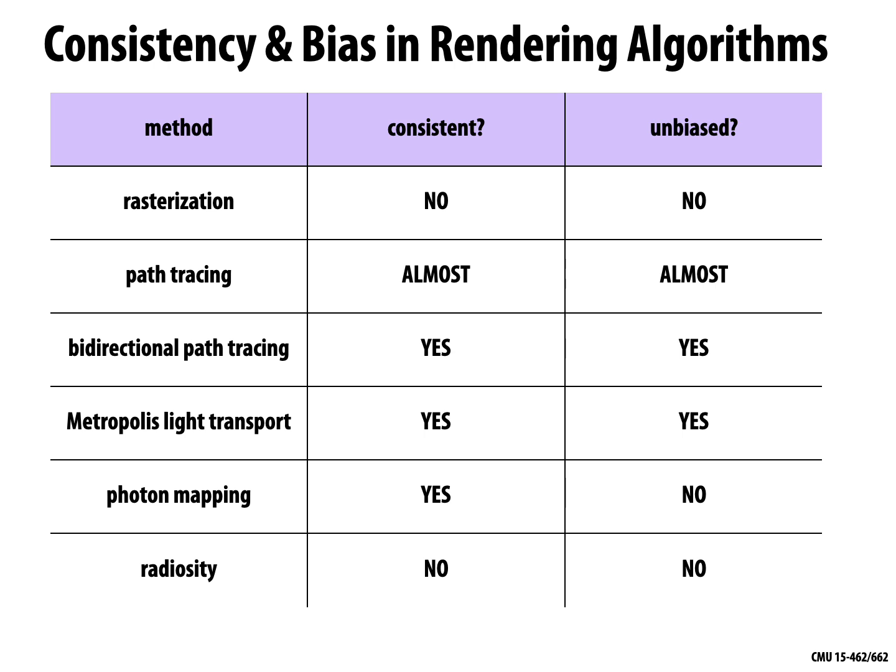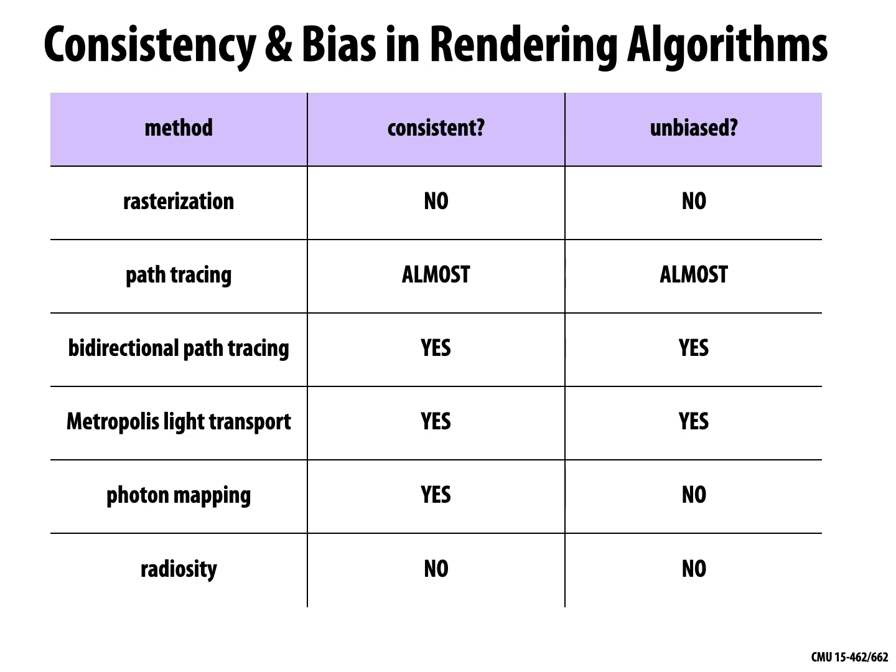We said rasterization is not consistent and it's biased. Path tracing is almost consistent and unbiased but can miss certain types of light paths. Bidirectional path tracing gets them all because we can trace from the light or from the eye and connect them up in any way we choose. Metropolis light transport can also capture all paths. Usually it's seeded with paths from bidirectional path tracing.